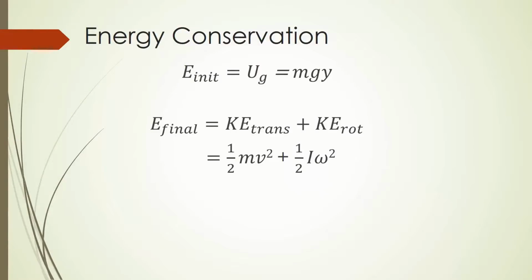Next, analyze the motion in terms of energy conservation. Compare the initial potential energy of the can at rest at the top of the ramp to the sum of the translational and rotational kinetic energies at the bottom of the ramp. The relationship between the translational velocity and the rotational velocity, v and omega, has already been given under the translational and rotational kinematics page.